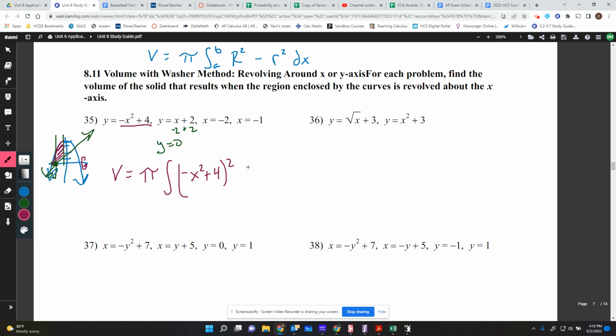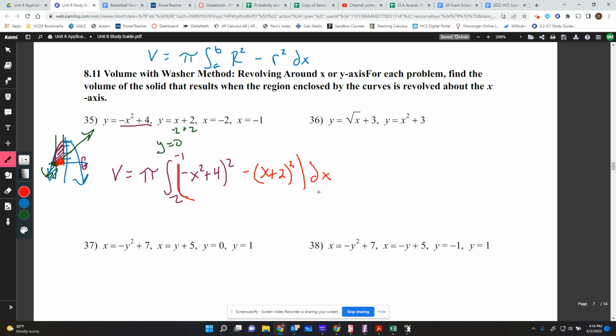So that would give you dx from negative 2 to negative 1. That would give you the volume of the large disk. And then we need to subtract out, like this, that area. And that would be minus, and that's this x plus 2 squared. And all of that, of course, dx.